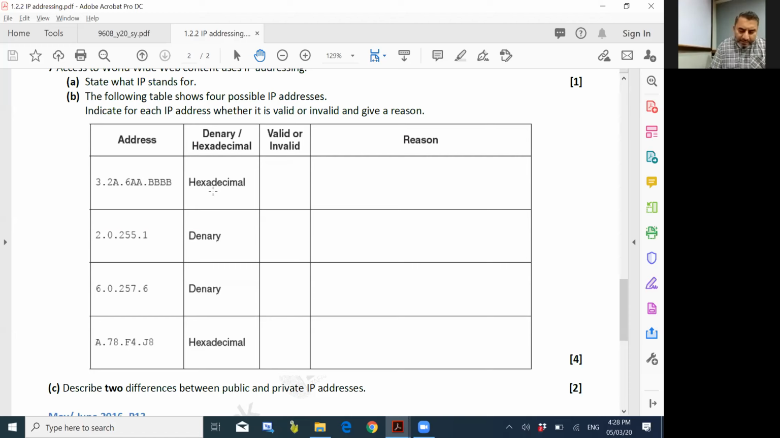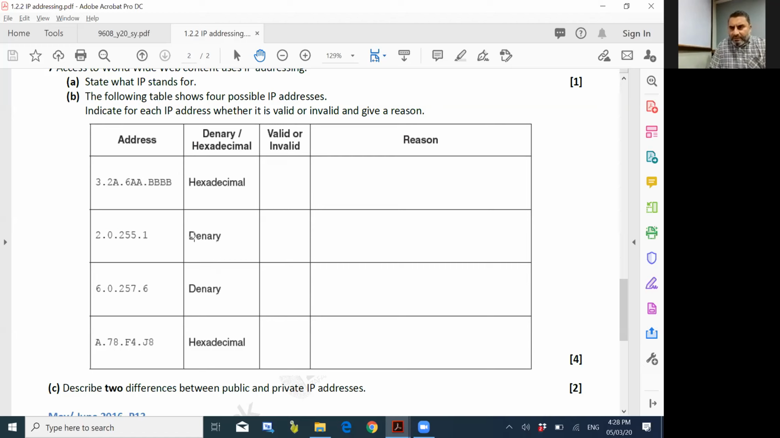It is invalid because this is more than 32 bits. First, 6aa or this BBBB in hex is bigger than 255 or FF. Thirdly, 6AA and BBBB are using more than 8 bits. Sort of. Number two, let's see.